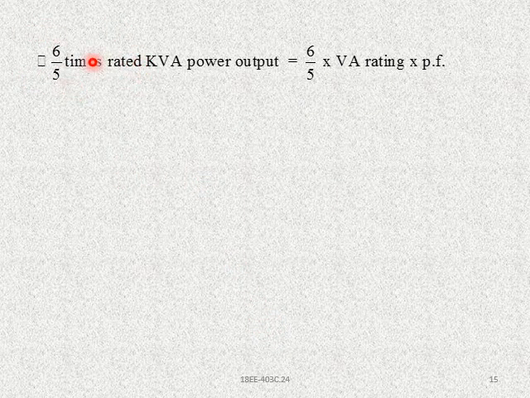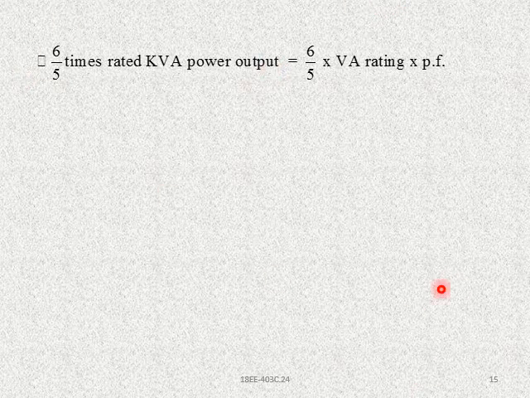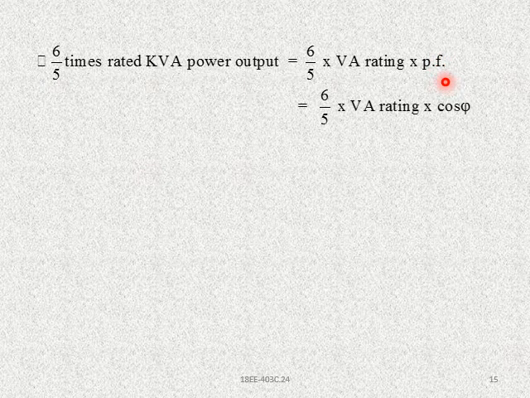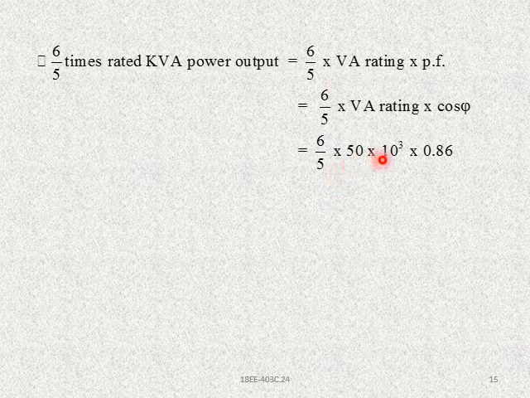Now the second one is 6 by 5 times the rated kVA. Power output is equal to 6 by 5 into VA rating into power factor. That is 6 by 5 into VA rating into cos phi. The VA rating is 50 into 10 power 3. You can observe that here.